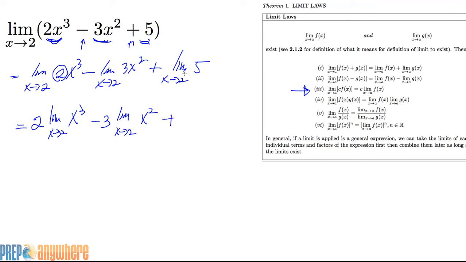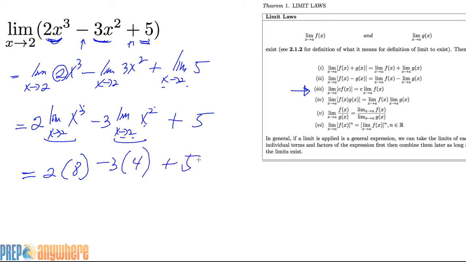Okay, and the limit as x approaches 2 of a constant is not going to change the constant, it's just going to be 5. Okay, and then you do the limit, so it's going to be 8 here, right? 2 to the power of 3. As x approaches 2, it's going to be 2 squared, 4. Okay, so then we just evaluate that.